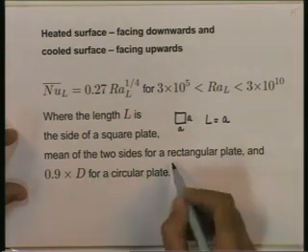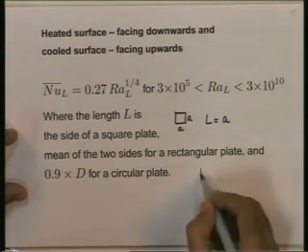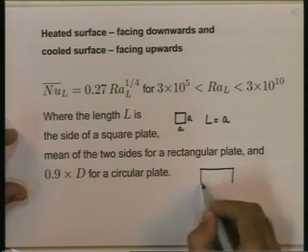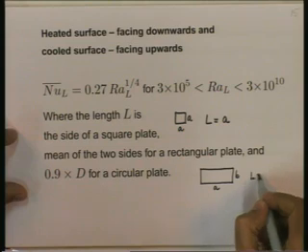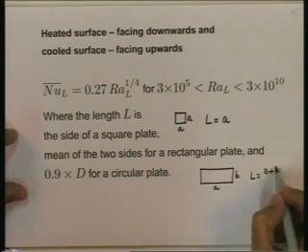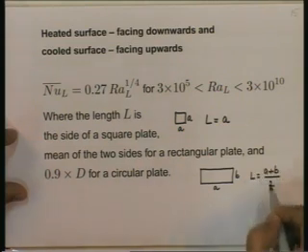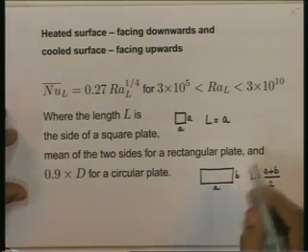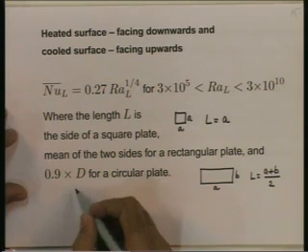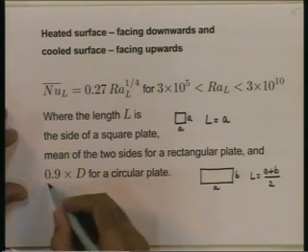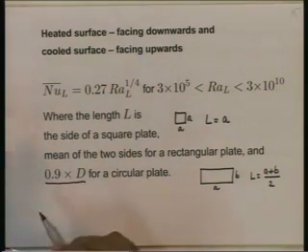Mean of two sides for a rectangular plate. If you have a rectangular plate, A by B, then L equals (A plus B) by 2. And if you have a circular plate, it is 0.9 times the diameter of the circular plate.